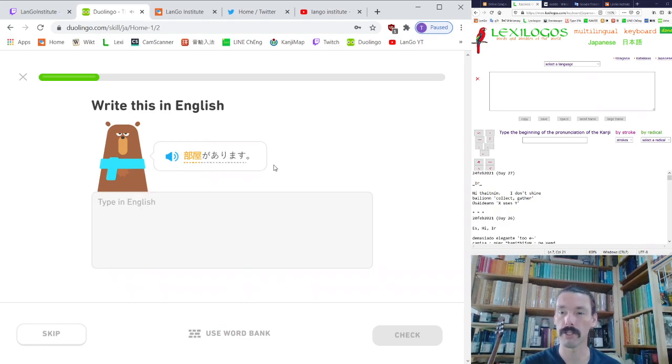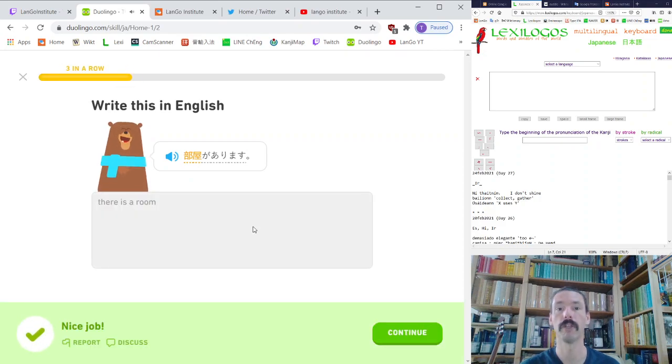部屋があります。 Heya ga arimasu. Ga, I like to think of as an existential marker. It's traditionally called the subject marker. 部屋、 Room, subject, exists. We will say in English, there is a room for this type of construction. Different from heya desu. It is a room, there is a room. We use that verb be for both in English, but it's separate verbs in Japanese.